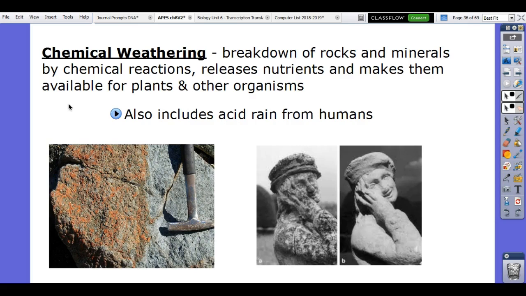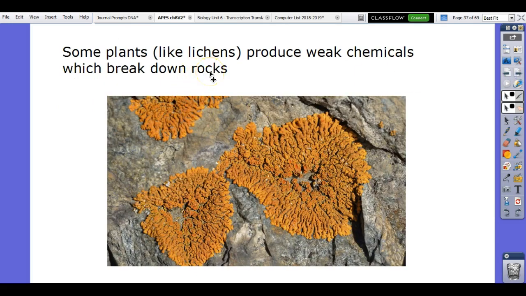A really good example of this is we talked about lichen and moss being the first colonizers, right? The pioneer species in succession. Lichen and moss, lichen, actually secretes chemicals that break down rocks. And this is how they're actually able to make soil. They secrete these chemicals, they can break down that rock, and then it creates the little pieces of rock that are needed for soil. Okay?